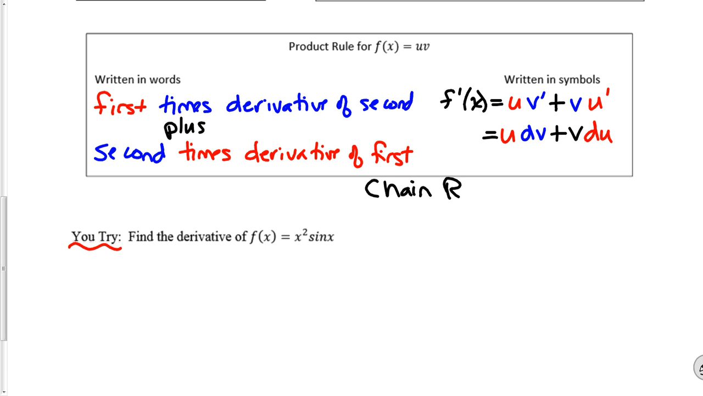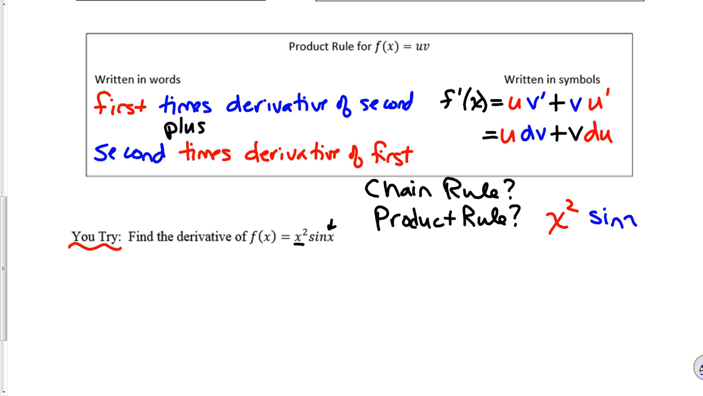Do we have an inside and an outside? When you look at this one, x is being squared, and then I'm taking the sine of just x. So I don't actually have a chain rule. Next, you're looking for a product rule. Am I multiplying two functions together? I do. The first function is x squared, and my second function is sine of x.